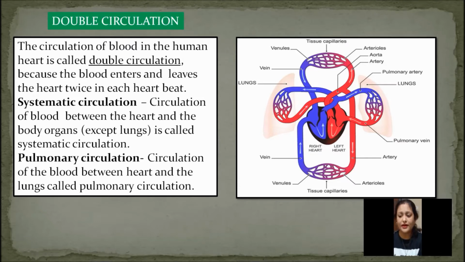So one side, that is the right side, this is the arrow shown, that is the first part. On the right side, the venous blood enters through the vena cava. Anterior vena cava, that is the upper part of the vena cava, and the posterior vena cava, the lower part of the vena cava. These bring the impure, deoxygenated blood into the right auricle.